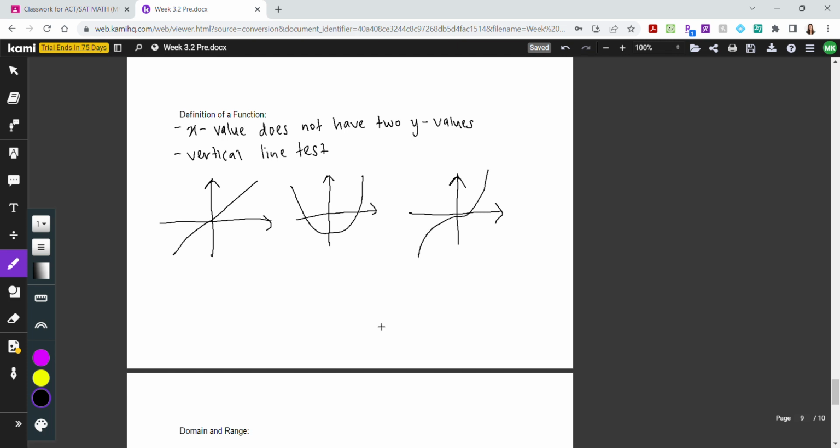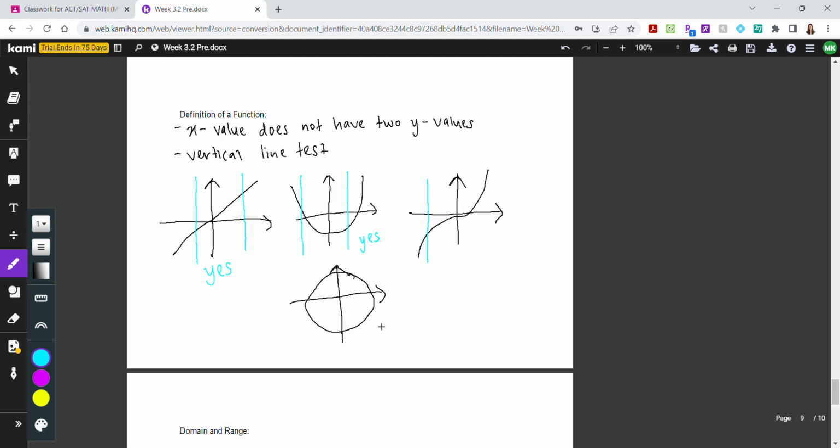There we go. All right, now with the vertical line test. So if I were to draw like a vertical line down here, see how it only cuts at one point? Even if I draw here, see how it only cuts at one point? That means I know that this is what we would consider a function because the x value has only one y value. Same thing from here, draw a line, cuts at only one point. Draw a line, cuts at only one point. So this is a function.